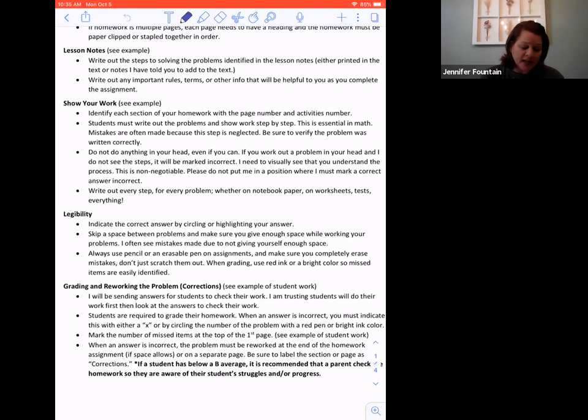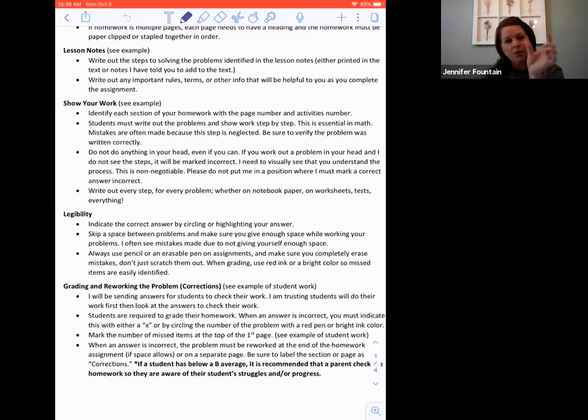Don't do anything in your head, even if you can. If you work out a problem in your head and I can't see the steps, it's going to be marked incorrect, okay? It says I need to visually see that you understand the process. This is non-negotiable. Please do not put me in a position where I must mark a correct answer incorrect. And then it says write out every step for every problem, whether it's on notebook paper, on worksheets, on tests, on anything that you turn in. I want you writing the problem and working it out, okay?